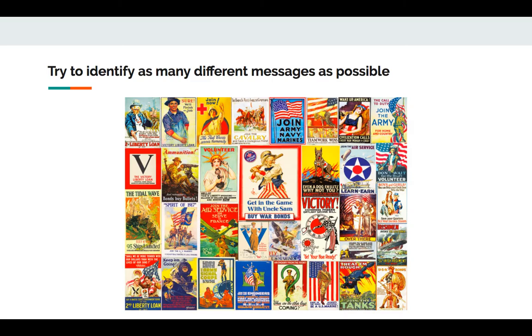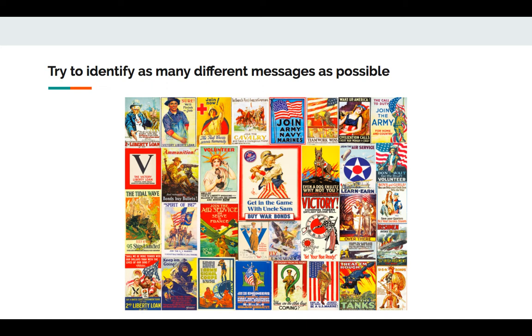So next thing we're going to do is look at this kind of collage of World War One propaganda posters and look at the different messages that were being portrayed.